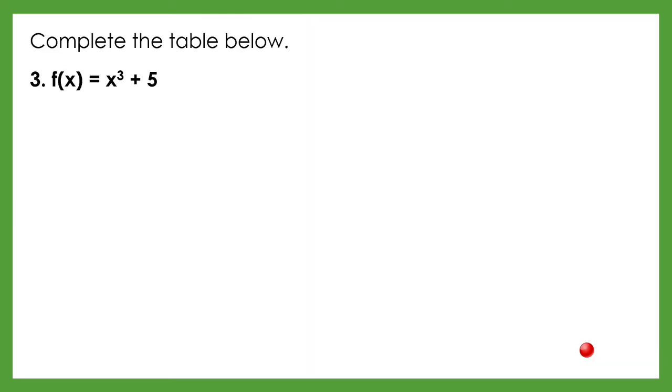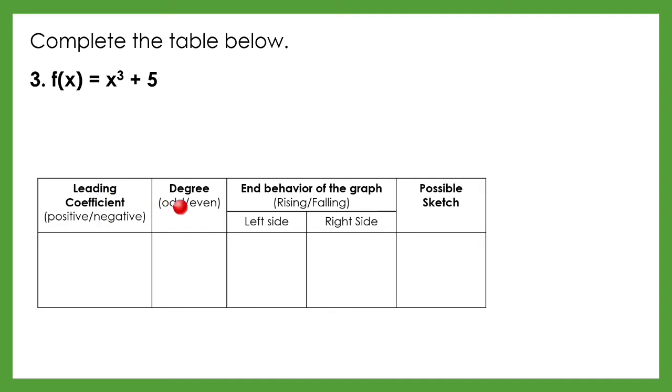Let's have example 3. F of x equals x cubed plus 5. So, what is the leading coefficient, degree, and behavior, and possible sketch? So, leading coefficient, unahin natin hanapin yung leading term. So, yung leading term natin is x cubed. Ang leading coefficient niya, yung numerical coefficient, so meron tayong invisible 1. So, 1 is positive or negative? So, that is positive. So, ang leading coefficient natin is 1 and that is positive.